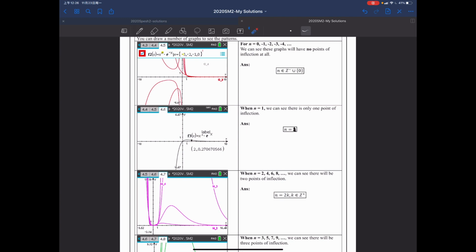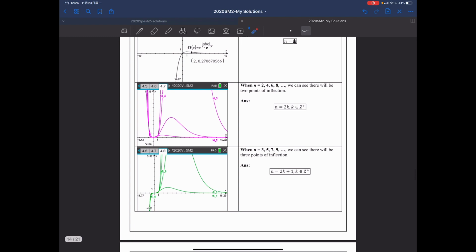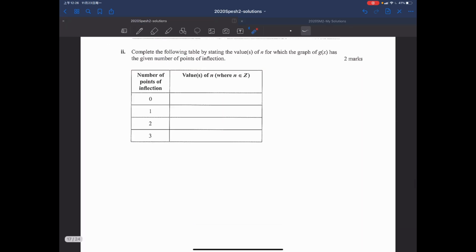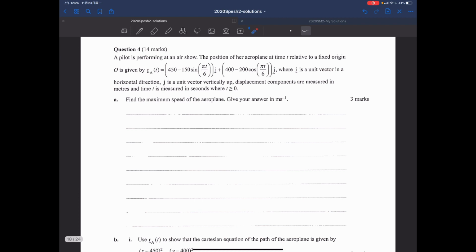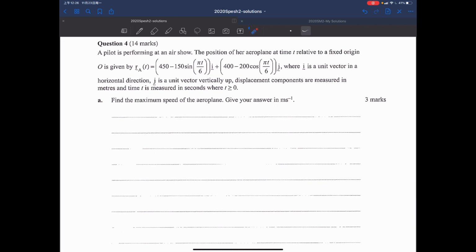So we finished question 3, and let's move on to question 4. Question 4, big number of marks, but actually very easy. So you've been told the position vector for an aeroplane. And yes, it's describing the relative position to the origin, to the fixed origin.